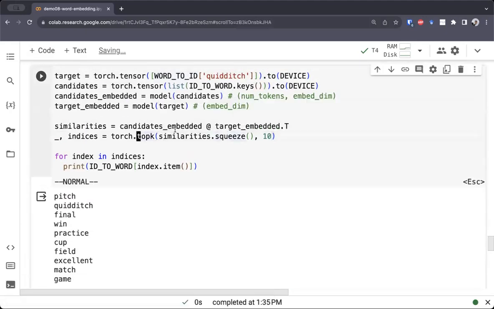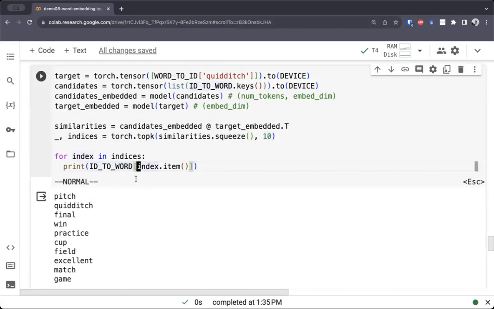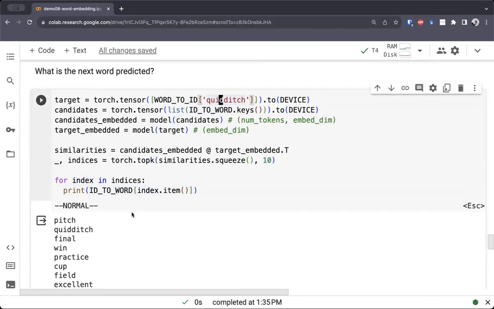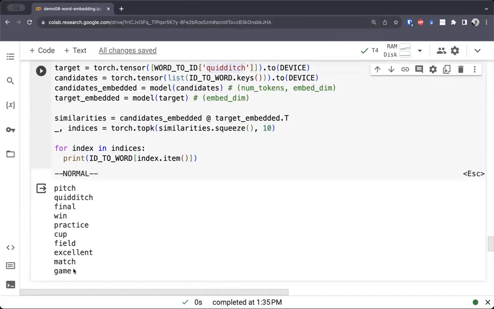And if we look at the largest values here, and we then convert them back from their ID to words, we see that the words that are closest to Quidditch are pitch, Quidditch, final, win, practice, cup, field, excellent, match, and game, which are indeed actually close in meaning to the word Quidditch. It happens on a pitch. There are like final Quidditch matches. You win at Quidditch, you practice it. There's a Quidditch cup. You do it on a field, and the game is quite excellent.